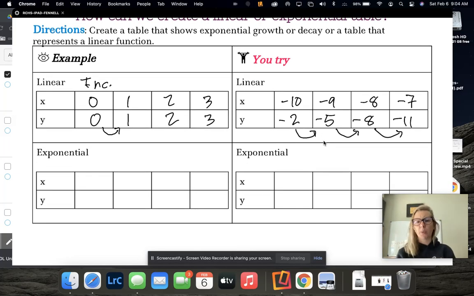All right, exponential, what's the key here? Now we're multiplying to create our pattern. So now let's start with 0, 1, okay? Because we're multiplying, we're not going to have a y output of 0, but we'll get into that later. Start with an actual y value so that you can multiply easily. Let's multiply by 5 because I like 5. So 1 times 5 is going to get me to 5.